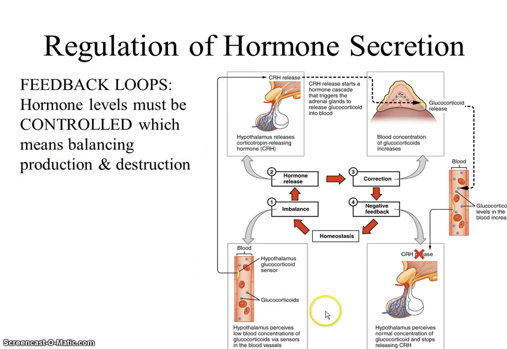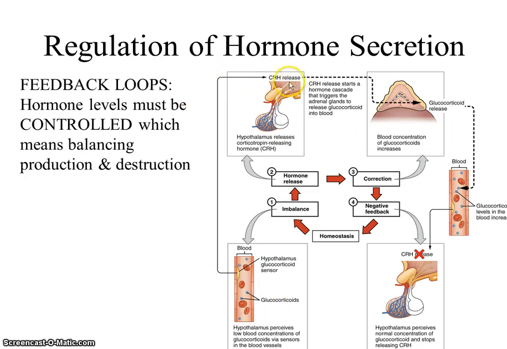So here we've got an idea, they're starting off with low blood concentrations of glucocorticoids. So the hypothalamus has the sensors for this. Glucocorticoids are like your cortisol, all right? So there's an imbalance in the amount of cortisol, so that's going to trigger a hormone release, all right? So it's gone down, we want to bring it up. So here we've got the hypothalamus, right?